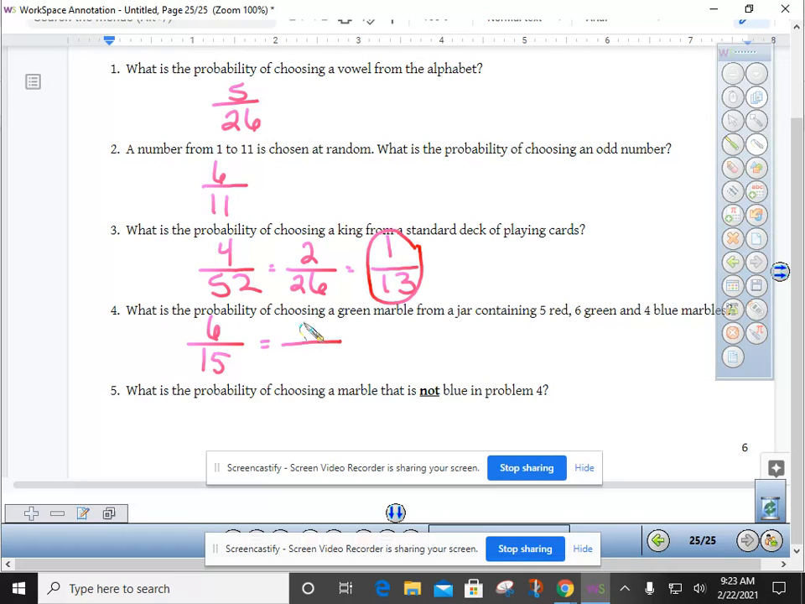What? 3 over 2. 3 over 5. 2 over 5. 5. There you go.